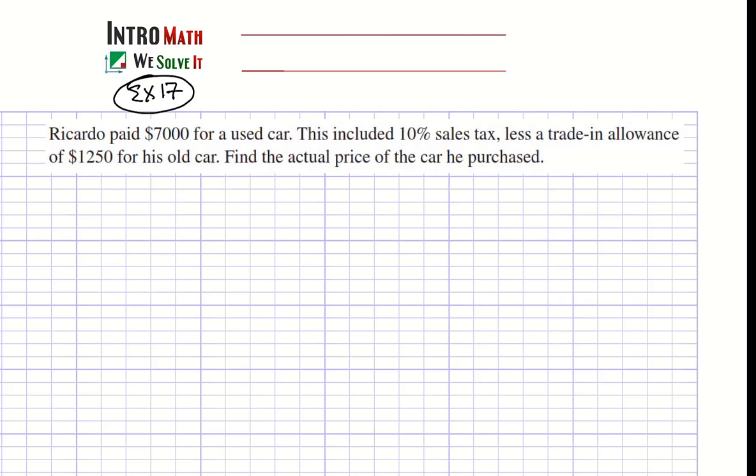Basically, this is something you should understand. What that's saying is he paid $7,000 for a used car, and that price includes 10% sales tax, right? And that also includes they deducted $1,250 for his old car. After they add taxes and deduct that, he paid $7,000. They want to find the actual price of the car. That's all they're looking for.